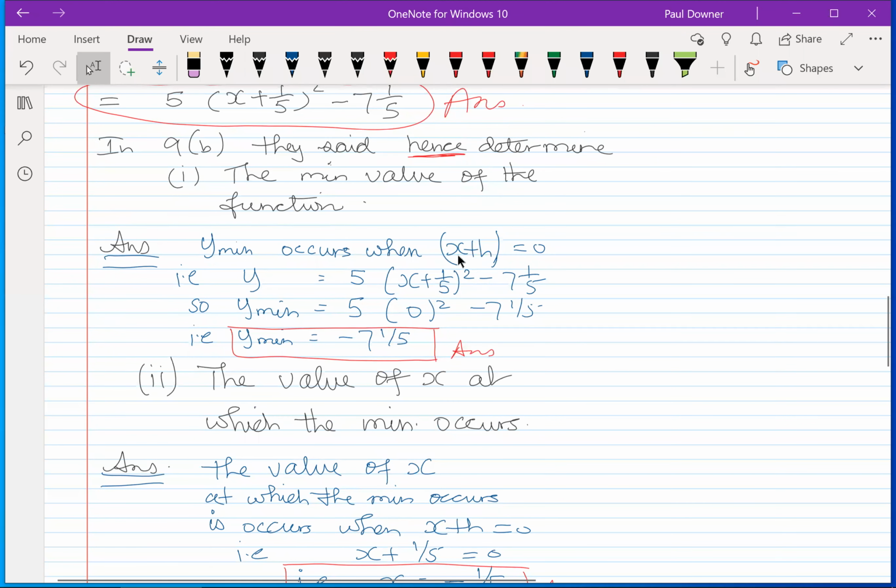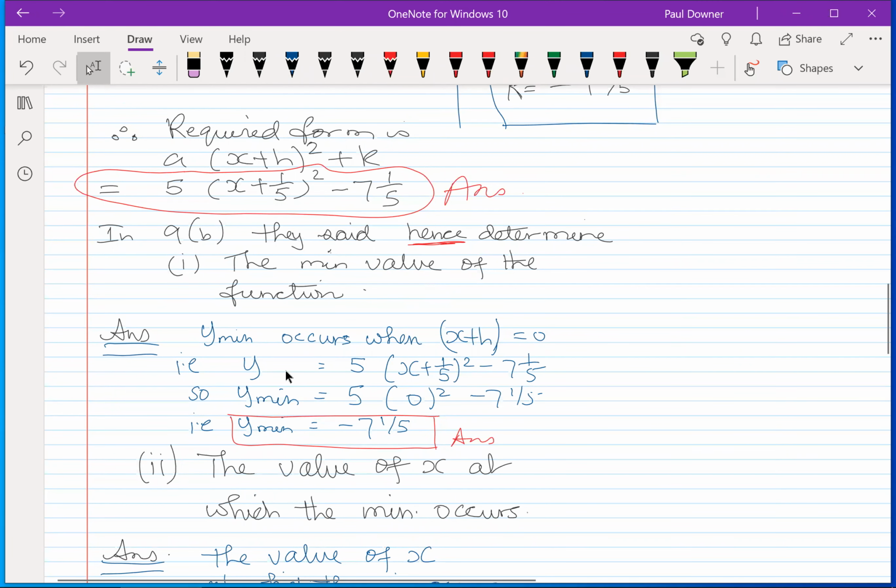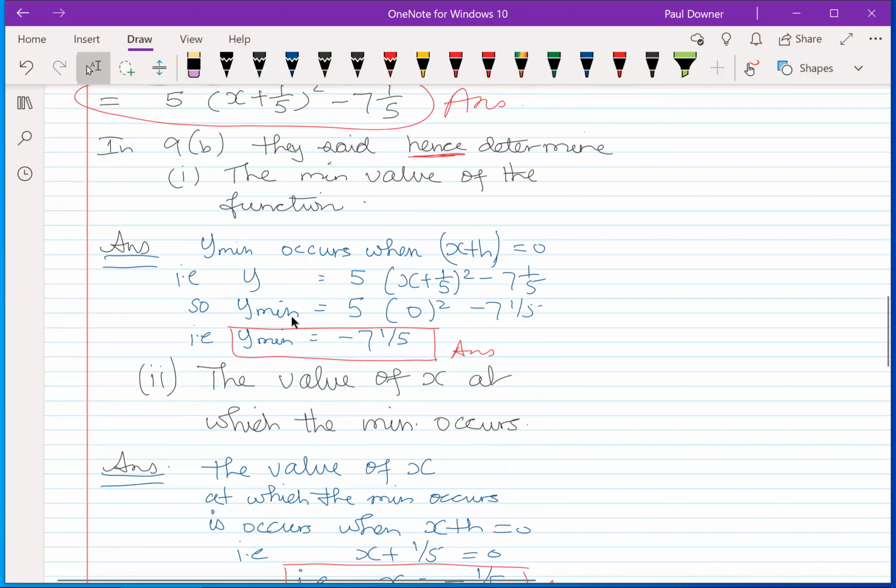So that's what we're going to do. Y minimum occurs when x plus h equals 0. That is to say, if y is equal to 5 into x plus a fifth squared minus 7 and 1/5, which we just got up here, if y is equal to that, which I wrote back down here, then y minimum would occur when this part here, the x plus a fifth, is equal to 0. So we're going to put that equal to 0 in there and work out what y min is, the minimum value of y. So 0 squared is 0. 0 times 5 is 0. 0 minus 7 and 1/5 is minus 7 and 1/5.